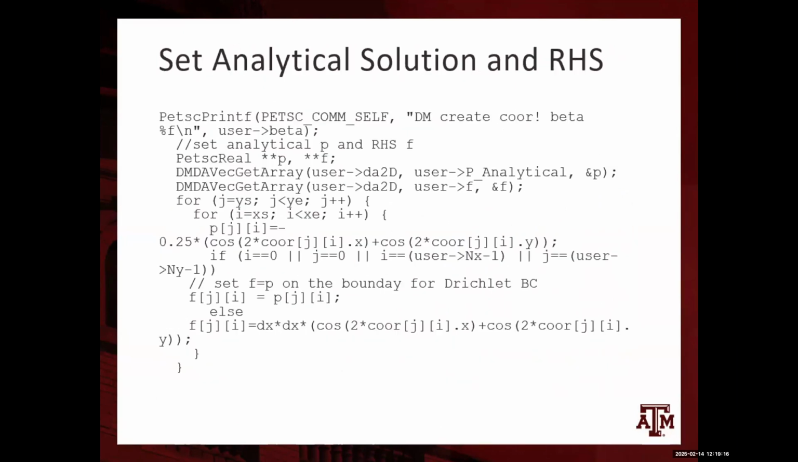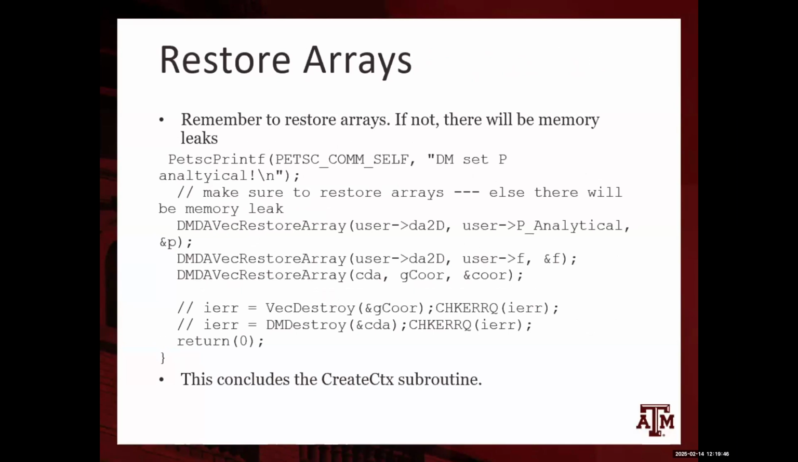Okay? So in create CTX, we created the DM, we created our vectors, we set our coordinates, and we also set the right hand side and the analytical solution. We are doing this in all create context subroutine. Create CTX. Even this one, right? Yes, these are all, yeah. And then at the end, so this is the last part. Return 0. That's the last part that closes down your create CTX subroutine.